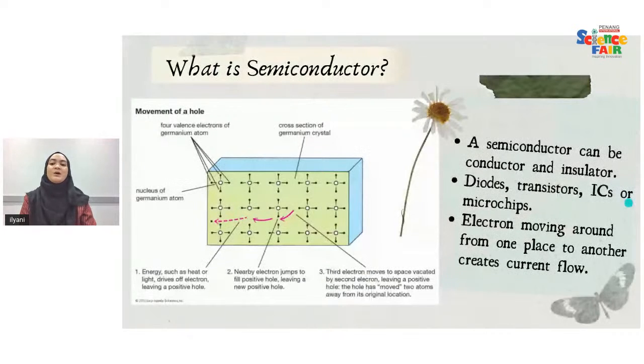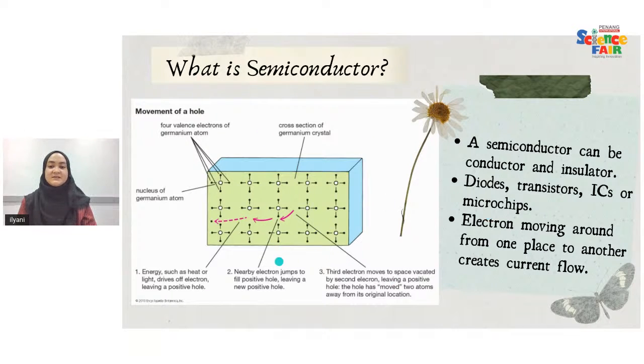Okay, so what are semiconductors? You might have heard of diodes, transistors, integrated circuits (ICs), or as they are well known, microchips. These are examples of semiconductor applications. Then what is a semiconductor? As the name itself says, it can do both. It can conduct and it can also insulate. Whether it conducts or insulates depends on the electrons that move around from one place to another, which creates the current flow.